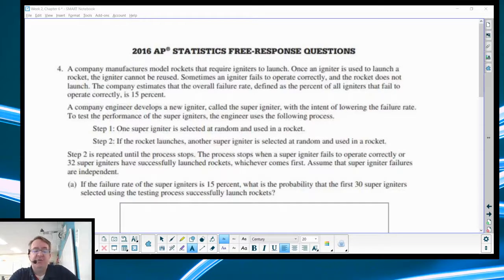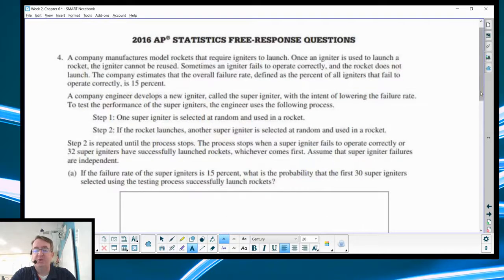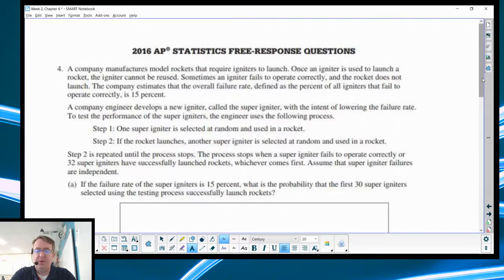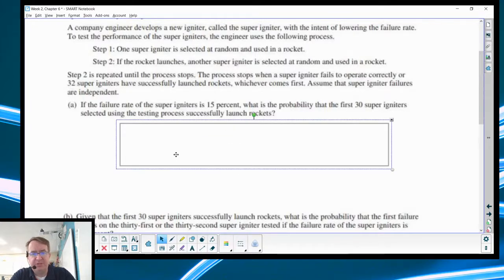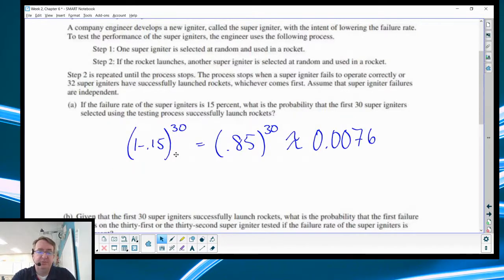For part A, if the failure rate of the super igniters is 15%, what's the probability that the first 30 super igniters won't fail? So that is simply the probability of success, and then you're going to have 30 of those. The probability of success is 1 minus the failure, so we get 85% to the 30th power, or 0.85 to the 30th power. Having 30 of them happen without any issue turns out to be 0.0076. So very unlikely, but we'll get more to that in a second.